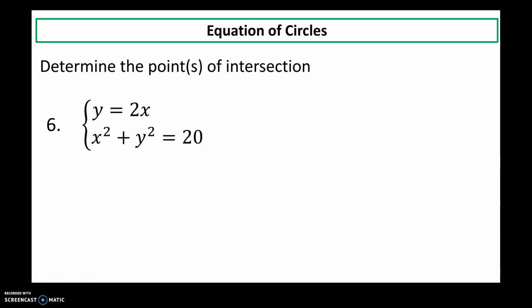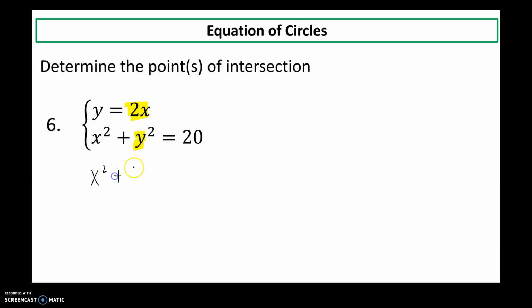All right, points of intersection. So we've been finding points of intersection since chapter 1. We started with lines. Now we're looking at lines and circles. Next, we'll look at lines and ellipses. So this one's set up pretty nicely for us. We already have that y is equal to 2x. So wherever I see a y, I'm going to replace it with 2x.